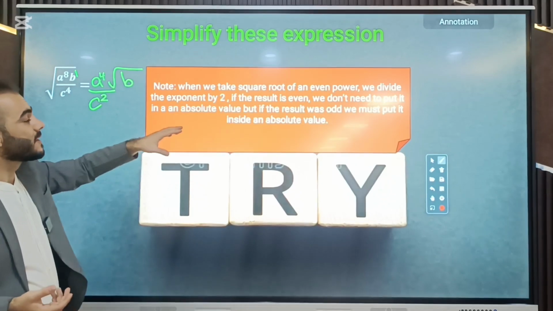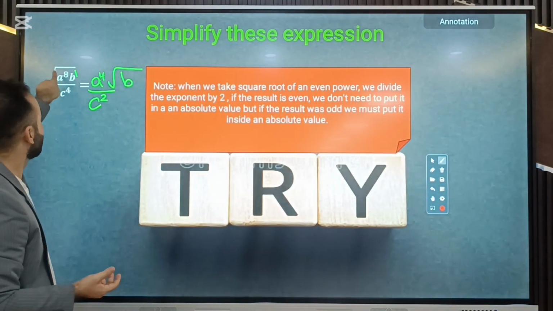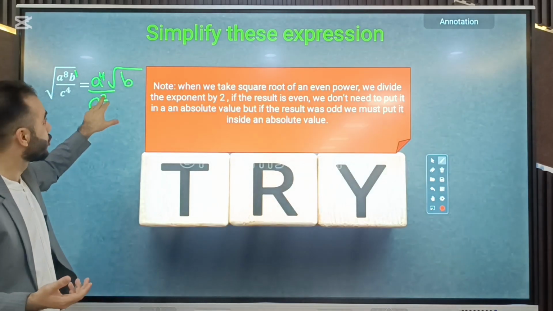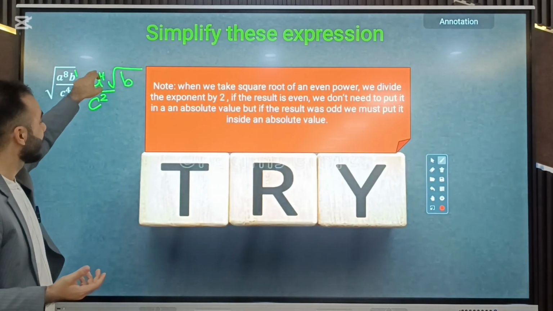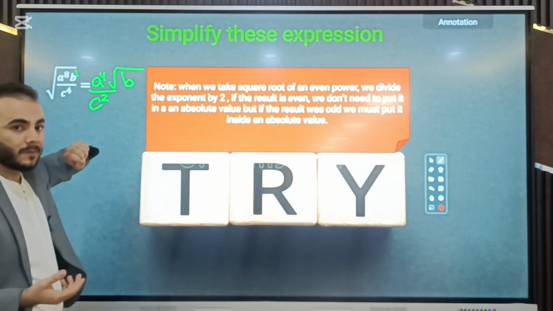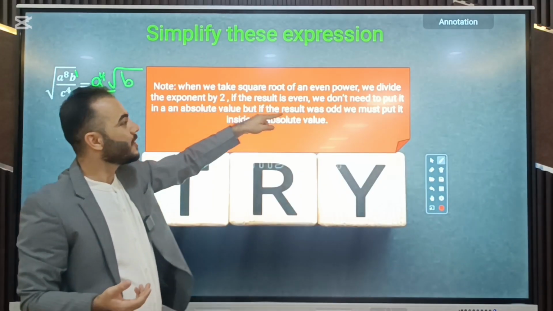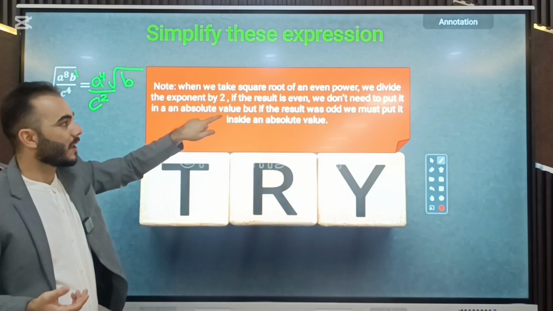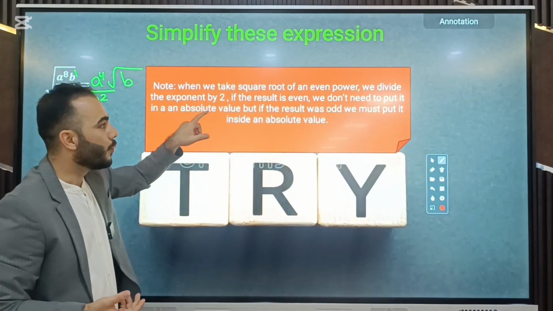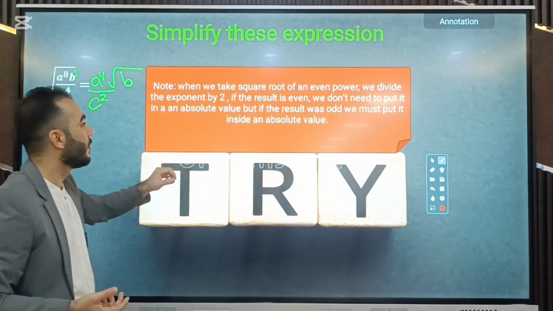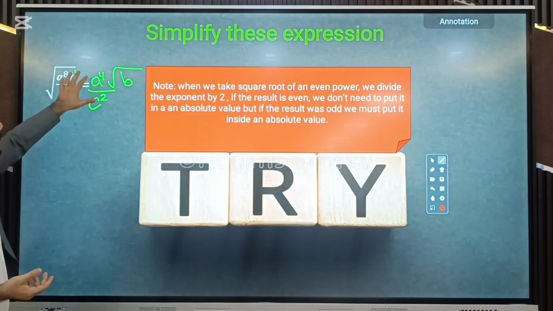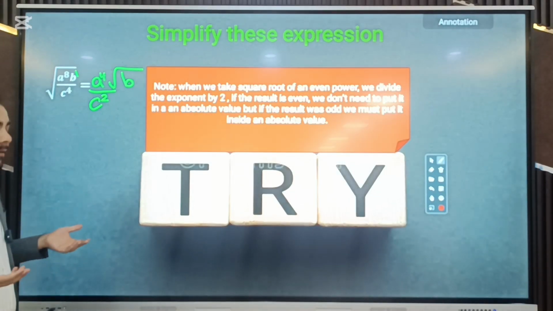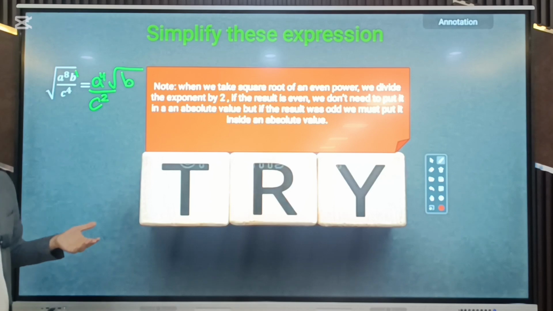So if the result is even, just like here, 8 divided by 2 is 4, and 4 divided by 2 is 2. In both cases, the results were even. We don't need to put it in an absolute value, but if the result was odd, we must put it inside an absolute value. Since here the results for both cases, a and c, were even numbers, we don't need to put them in an absolute value.